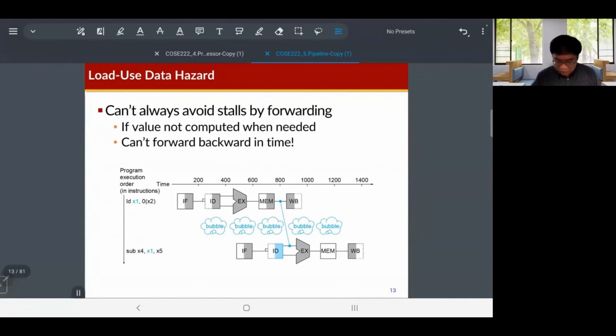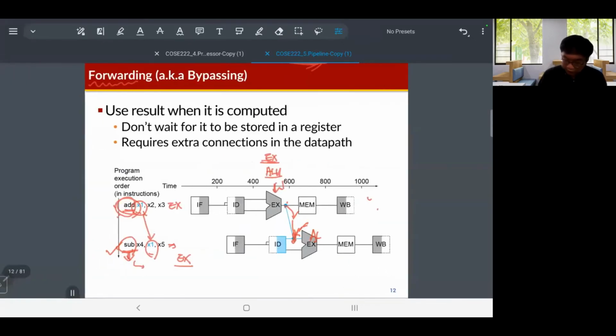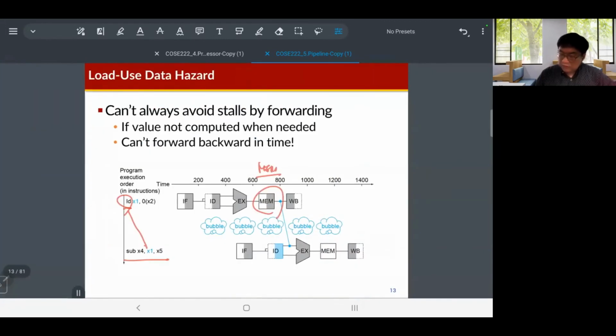But if the former instruction is the load instruction, the data is generated at the memory stage. In this example, the following sub instruction requires data from the load instruction. So what is different? In the former example, the data is produced after the EX stage, and this data is required in the EX stage of the following instruction. But this is different. The data is produced after the memory stage. So in this case, the following instruction needs to wait one cycle. So we cannot avoid this case.